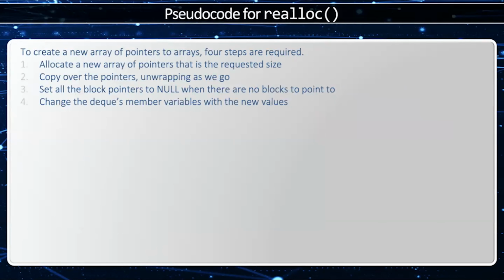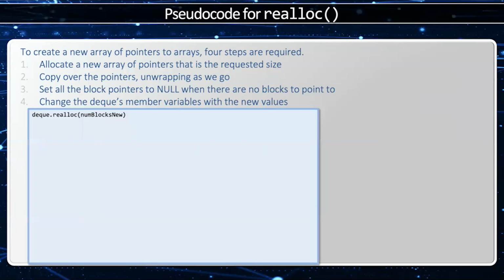Let's take a look. So to reallocate, I need to allocate a new array of pointers. That's the required size. Then I need to copy the pointers from the old array of pointers to the new one. Then I want to set all the block pointers to null when there's no block there pointed to for all the extra blocks. And then I've got to change the Deque member variables to point to the new block and the new values. Okay, so reallocate.